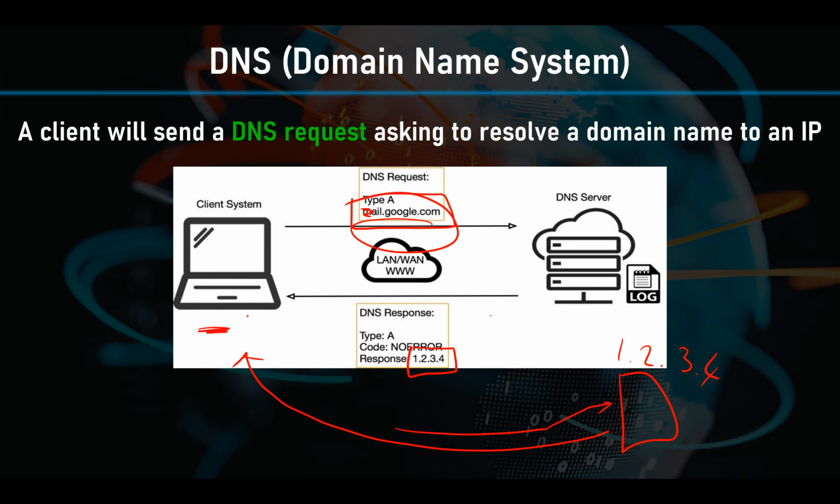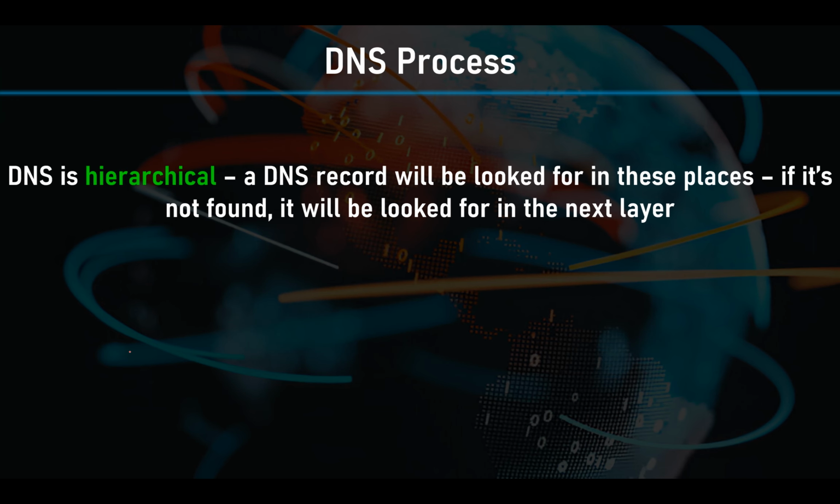So that's the thing, there's a two-step process. First we have to send a request to actually get the IP address, via a DNS request. Then once we've got the IP address, we can send, in this case, the HTTPS request. Then if we look at the DNS process, DNS is hierarchical, so a DNS record we look for in these places, and if it's not found in the current layer, it's going to be looked for in the next layer.